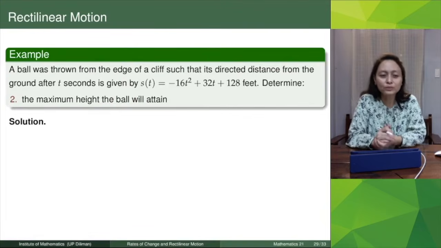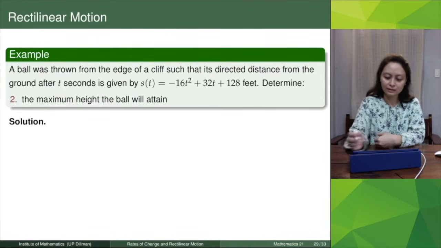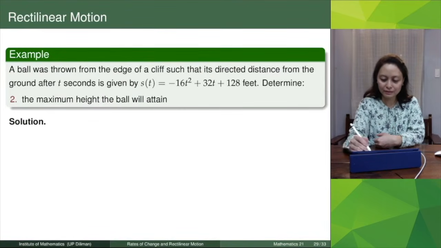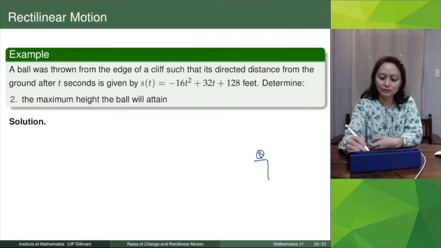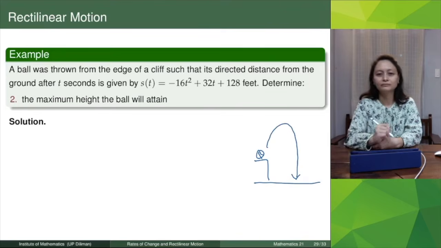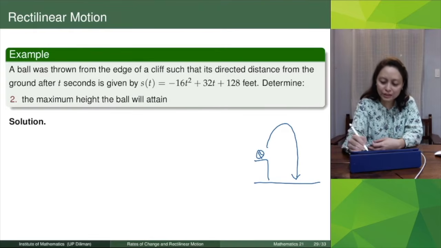Okay, second question, we want to find the maximum height that the ball will attain. Quick drawing. So, yung ball was thrown from the edge of a cliff. Because of gravity, it will reach a maximum height before it goes down to the ground. Ano ngayon yung condition dito? Ito yung maximum height. When you say maximum height, ito. So, this is the maximum height.